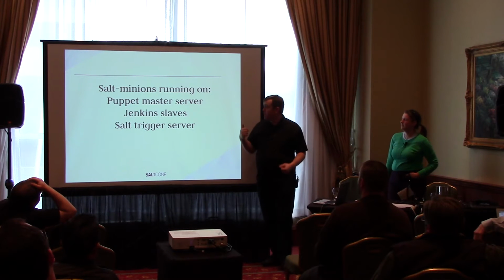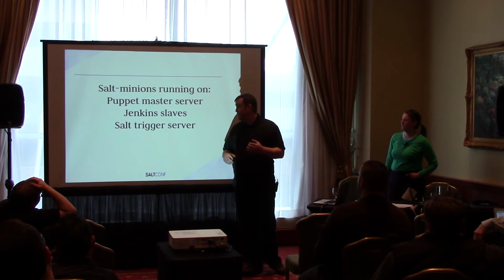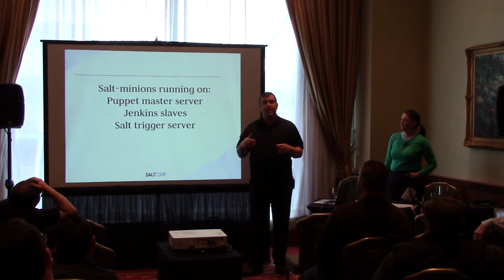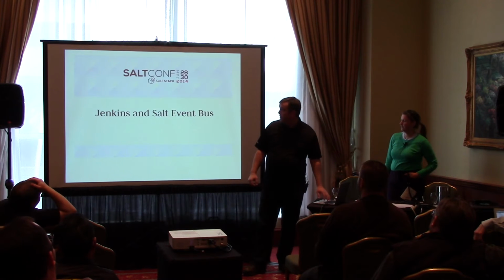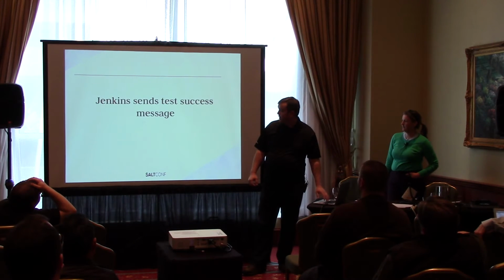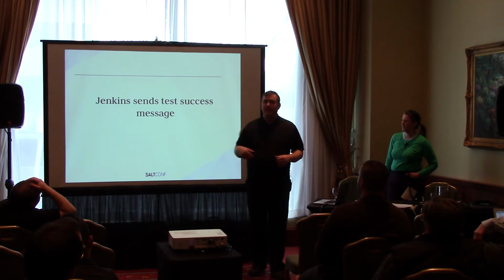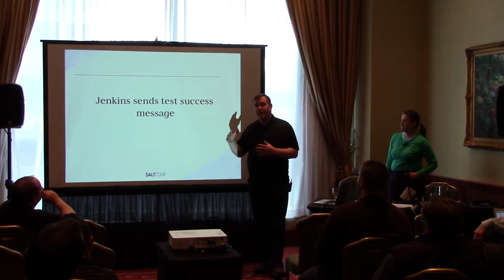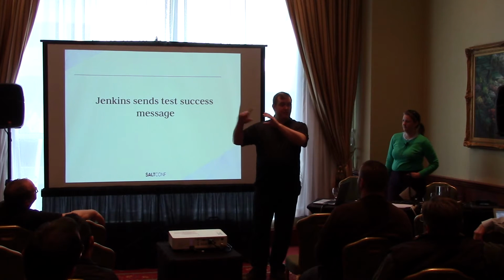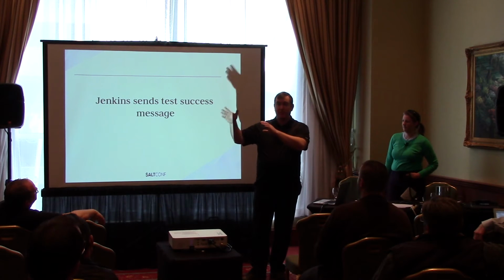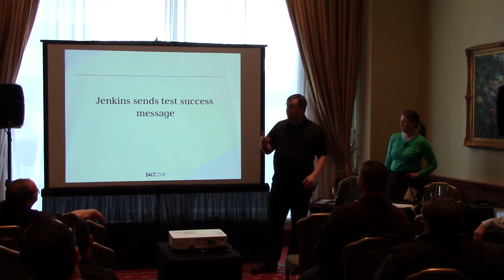So we have Salt minions running on their Puppet master server, like we said, and all the Jenkins slaves. And there's also a dedicated Jenkins server that they call the Salt trigger. When all the tests pass, this Jenkins server uses Salt's event bus to send a message to the Salt master saying that this Git hash has passed all the tests and can be pushed into production. And we'll dive a little bit deeper into how that works.